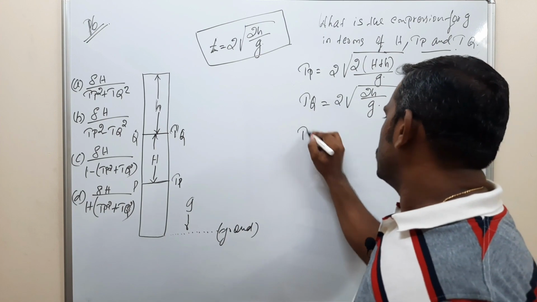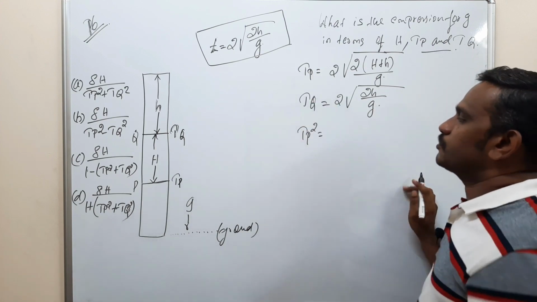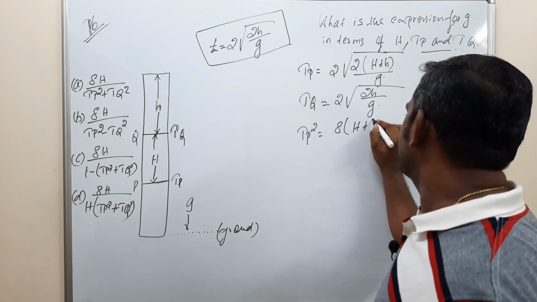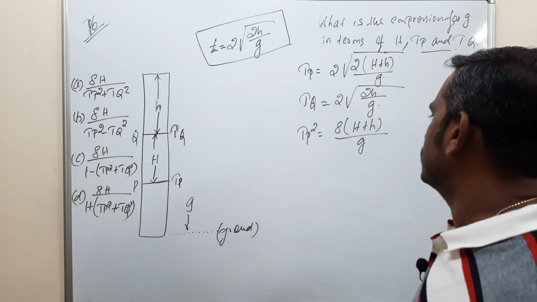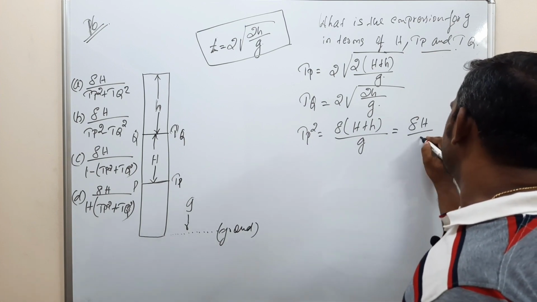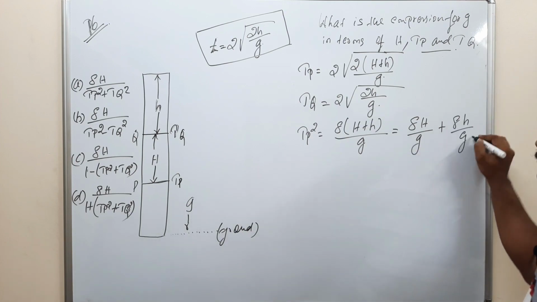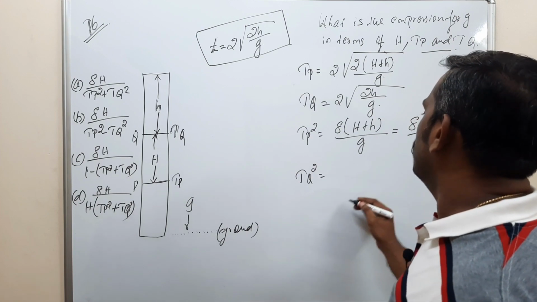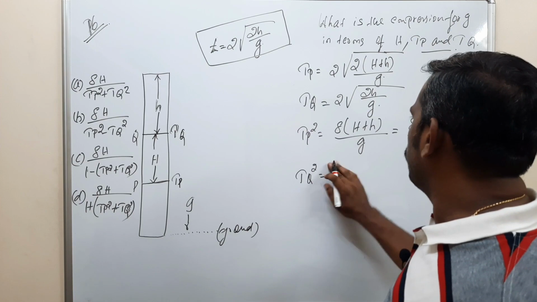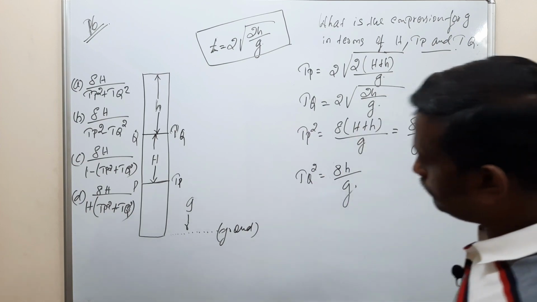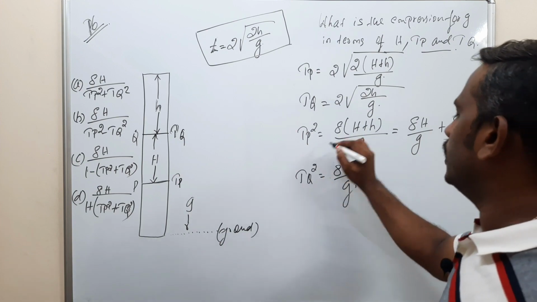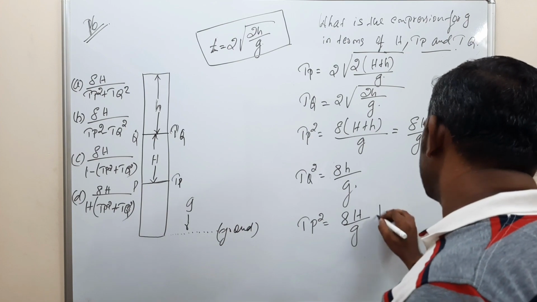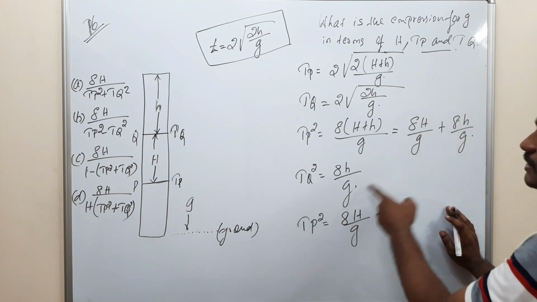So squaring, TP square is equal to 4 into 2, that is 8 (h plus h) divided by g. Am I right? This can also be written as 8h by g plus 8h by g. Squaring TQ, TQ square is equal to 4 into 2, that is 8h by g. So therefore TP square can also be written as 8h by g plus 8h by g, that is TQ square.